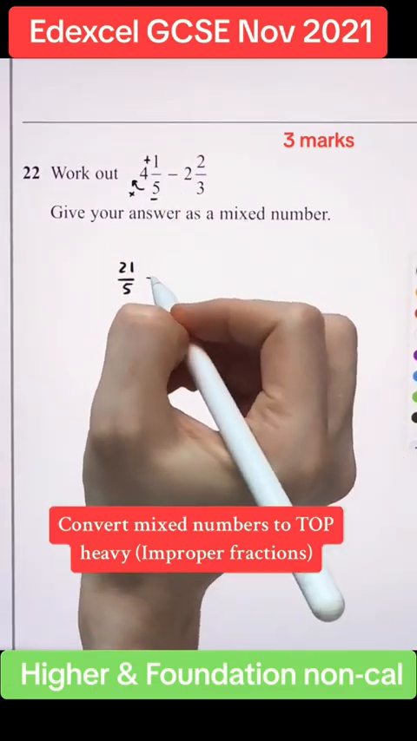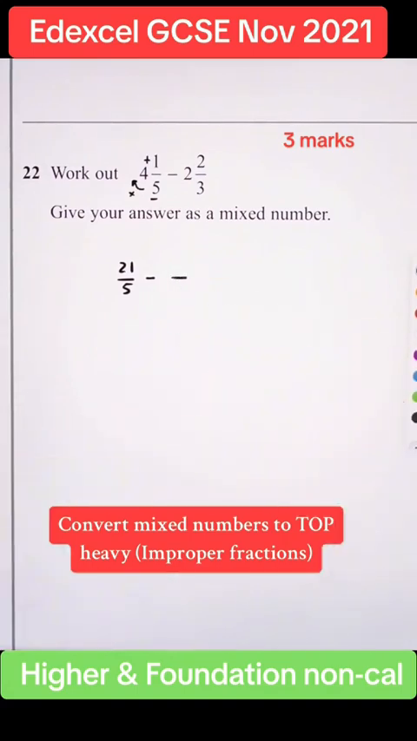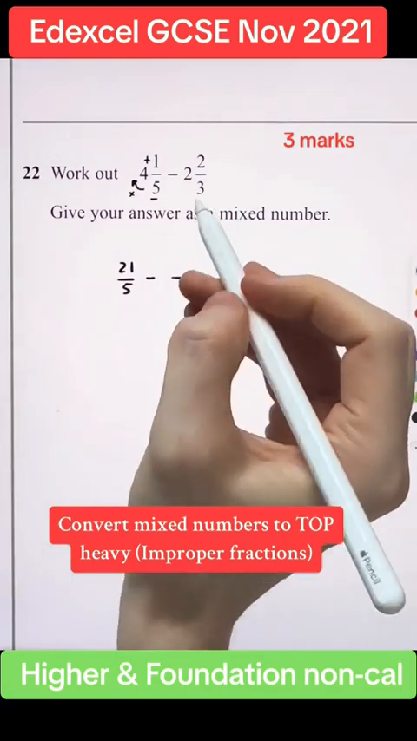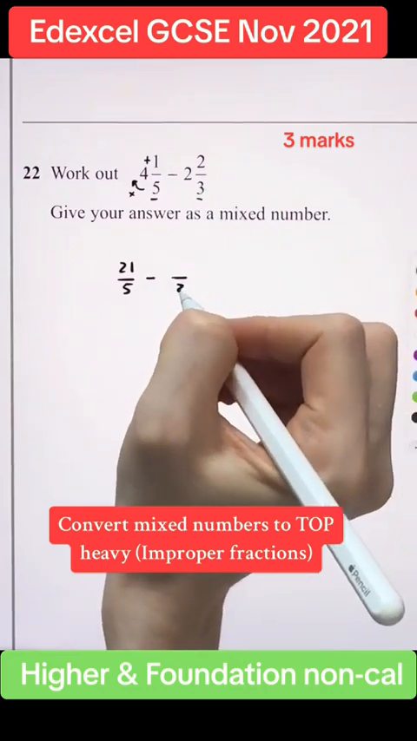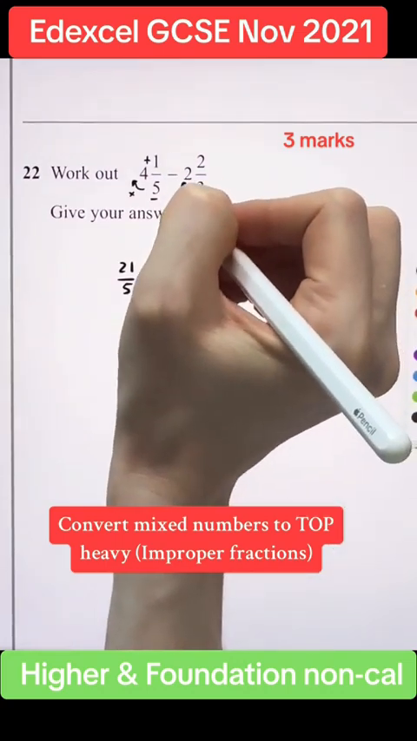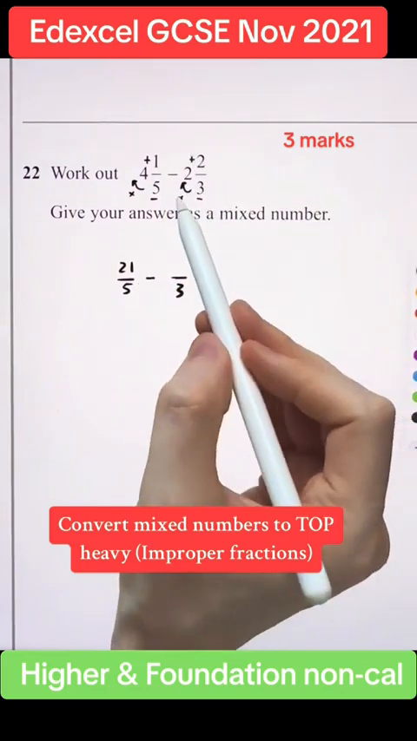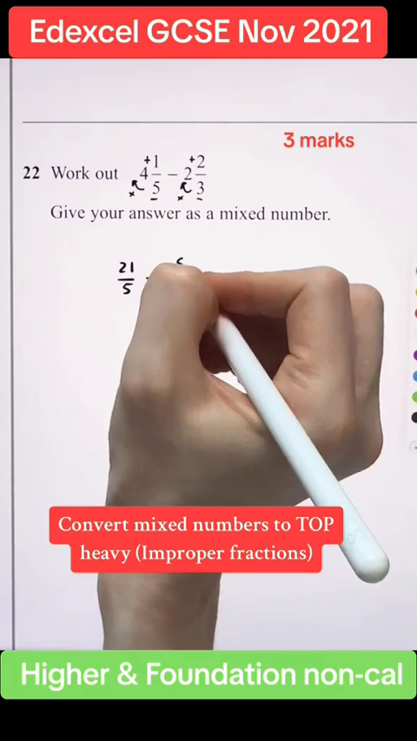Leaving the minus alone, once again converting any mixed number to a top-heavy improper fraction, leave the denominator the same, in this case 3. We always multiply to the side, and we always add the number on the top. Well, 3 times 2 is 6, and 6 add 2 gives us 8.